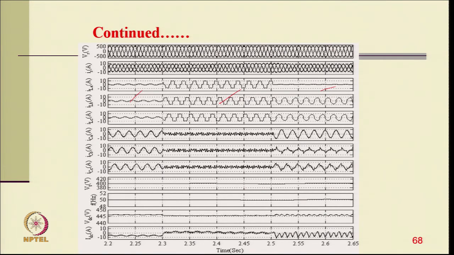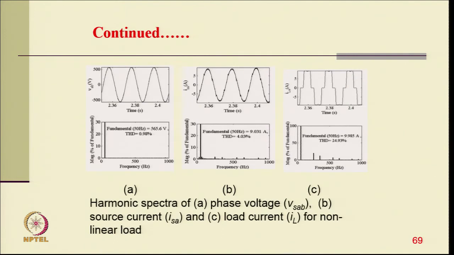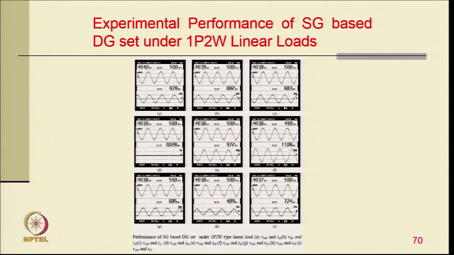So, the battery provides the power leveling in this system, and the THD of the load is 24.93%, but the generator current THD is only 4%, where the voltage THD is less than 1% at the point of common coupling. And of course, these are the typical experimental results with the unbalanced load, but the generator currents are balanced, and these are the compensator currents.